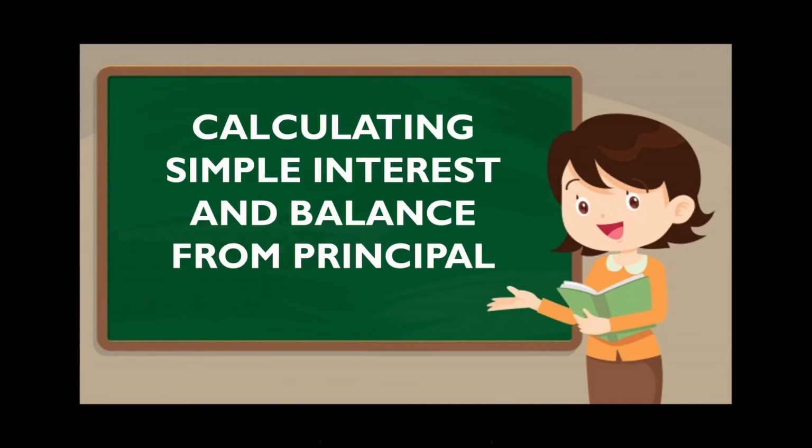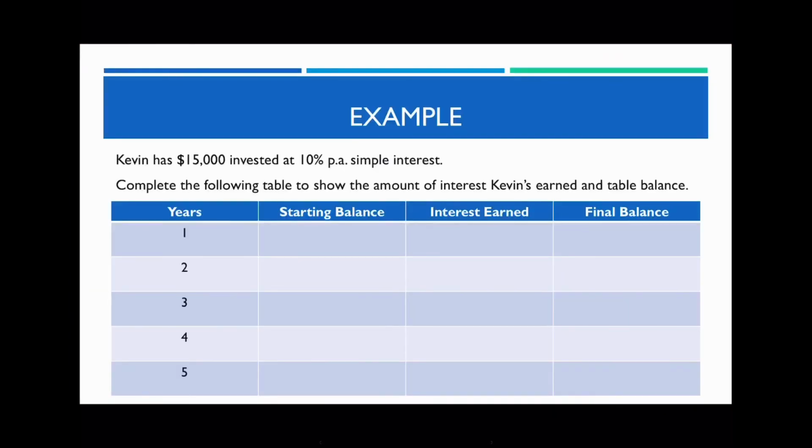And the last thing that I'd like to go through for this particular video is how do we calculate the simple interest and balance from first principle. So pretty much you're doing the long way method and representing all of our answers in a table format. So we've previously looked at this example over here. Kevin has invested $15,000 at 10% per annum for simple interest. Since this over here is how much he's investing, that is therefore going to be our starting balance. So that's going to be 15,000.